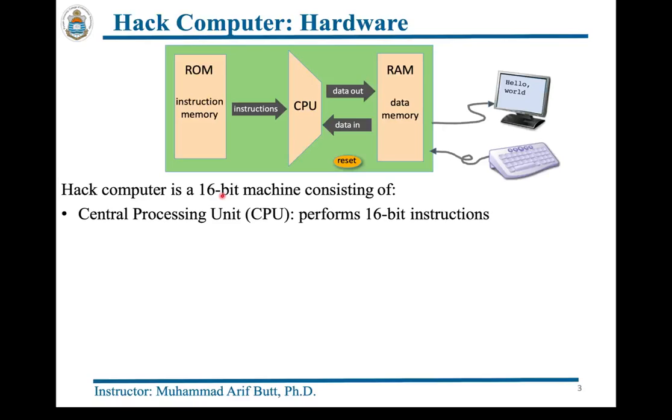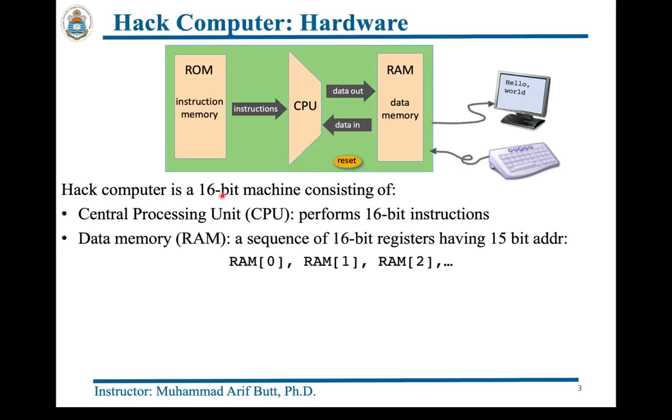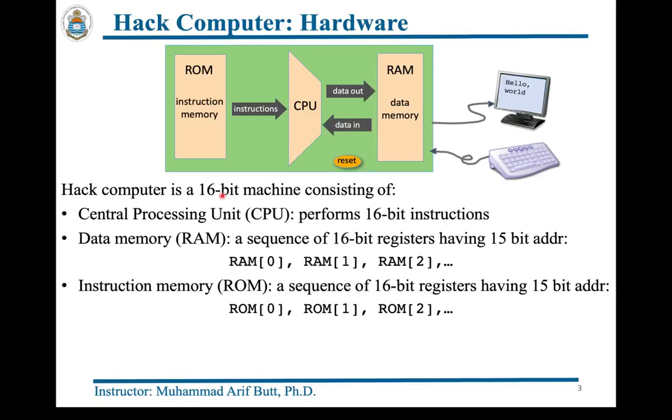First of all, it has a CPU capable of manipulating 16-bit values. It has a data memory called RAM, which is a sequence of 16-bit values having 32768 locations or registers, and of course having an address of 15 bits. The hack computer has a separate instruction memory called ROM, which is also a sequence of 16-bit values having 32768 locations or registers, and of course the address of instruction memory is also of 15 bits. It has 2 memory mapped I/O devices, a screen and a keyboard.